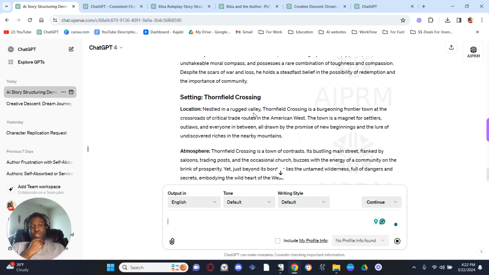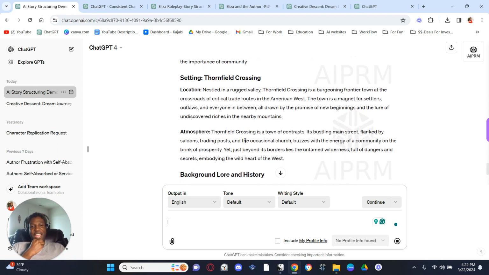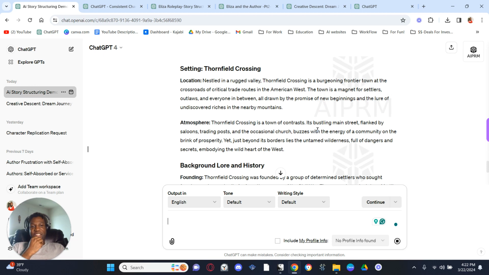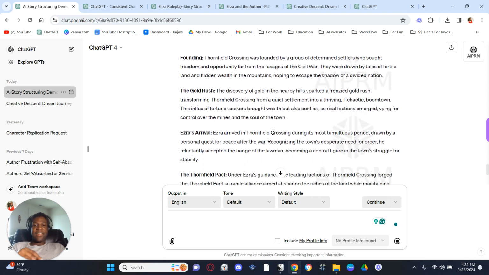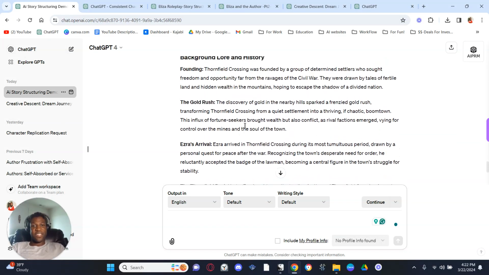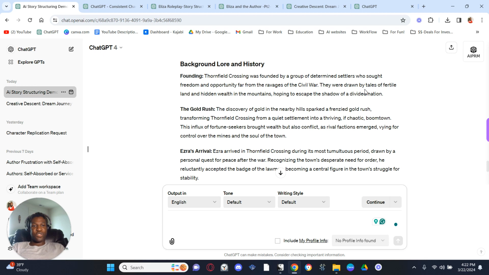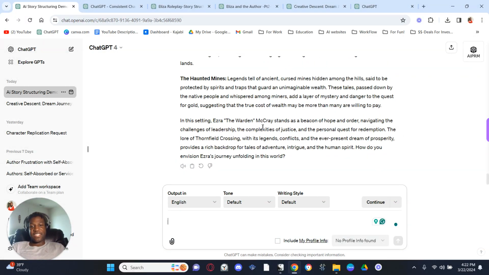The setting is a nestled rugged valley, a burgeoning frontier town at the crossroads. The atmosphere is a town of contrasts. It's bustling, flanked by saloons and trading posts. This is cool. There are different things, and they were drawn by fields of fertile land and hidden wealth. So this is all the history behind it, and this is the setting.